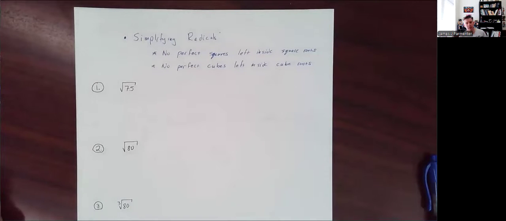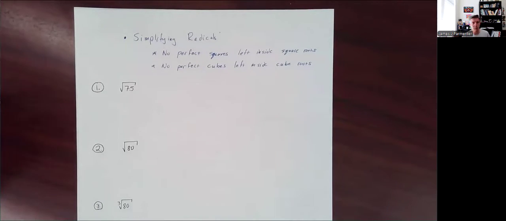All right, everybody, here is the part 2 video for homework 1, consisting mostly of simplifying radicals. So let's do some examples.